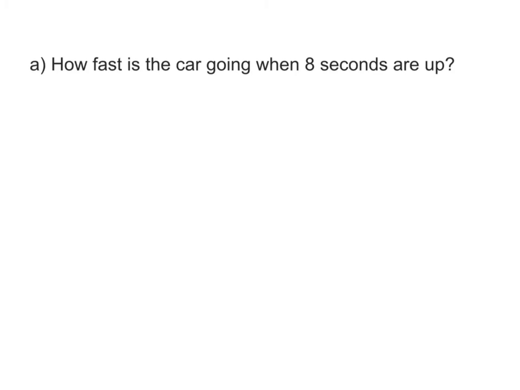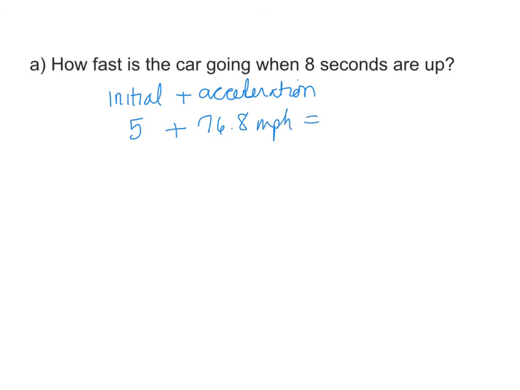So A says, how fast is the car going when 8 seconds are up? So initially, we were going 5 miles per hour. We used the definite integral to find the accumulation of acceleration for 8 seconds, which was 76.8 miles per hour. And if you add those together, we were going 81.8 miles per hour. That's how fast. The second question was how far does it travel?